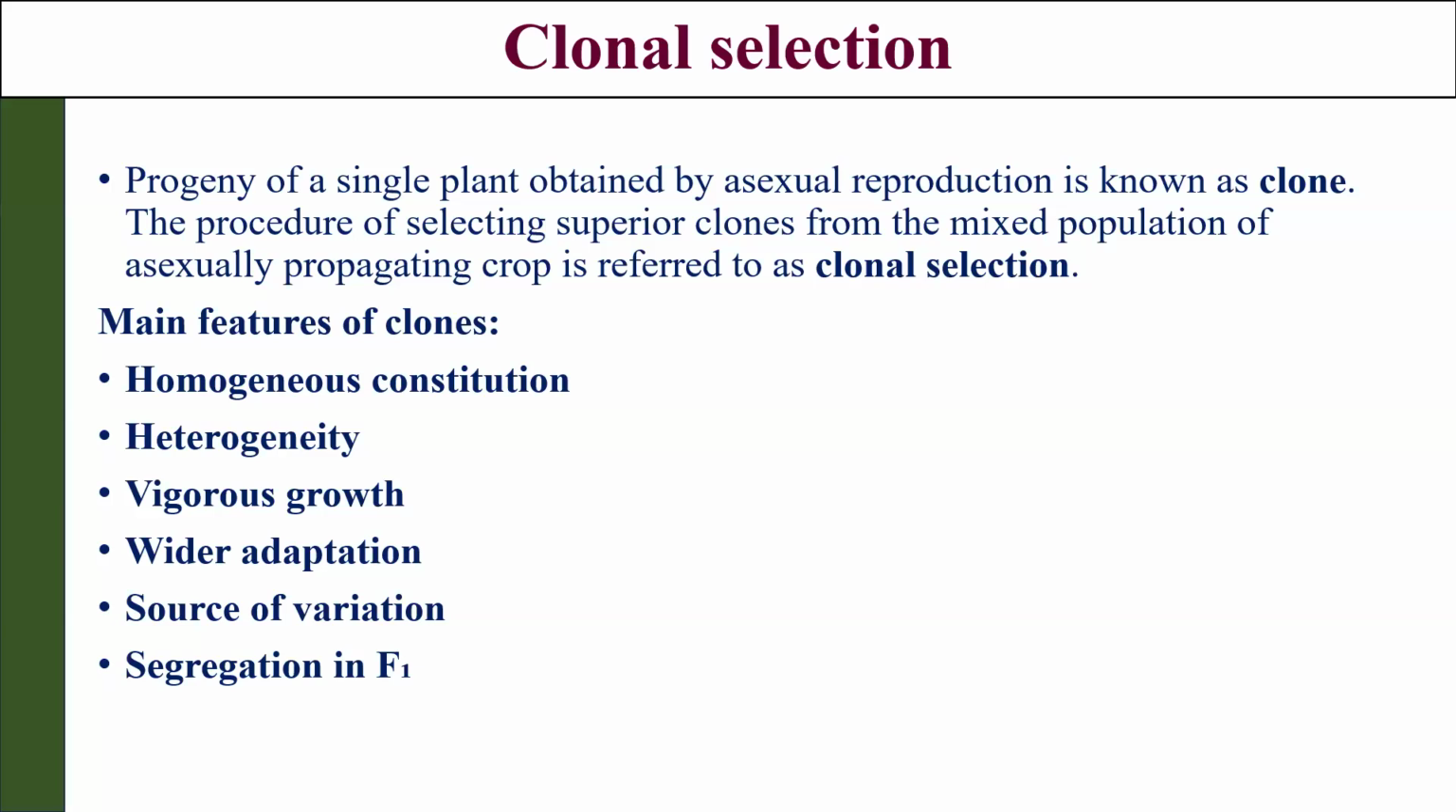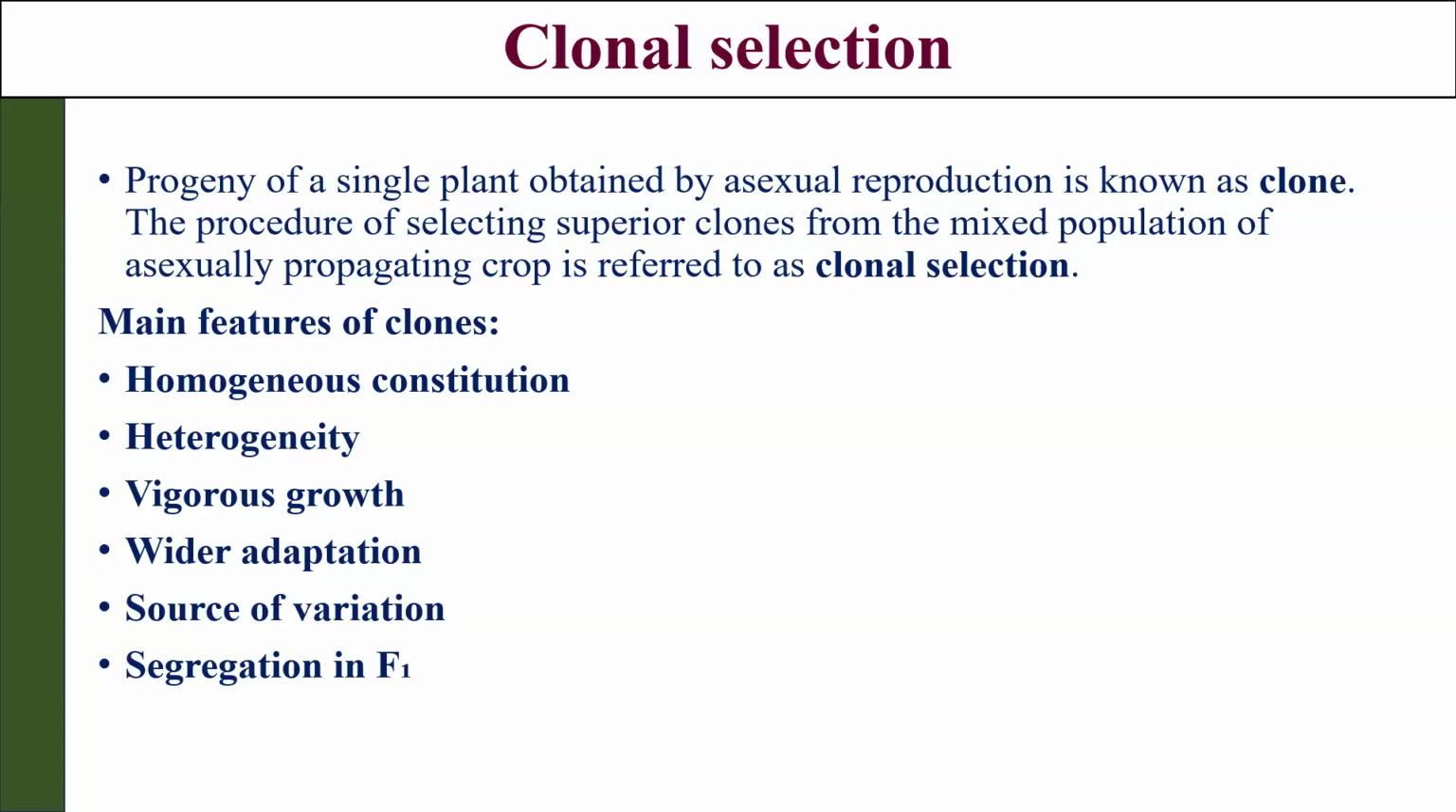It means you have a mixture of clones, some undesirable, some having desirable characters. You do a selection and isolate them, and by advancing them, developing a population out of that, you develop an improved line. This is called clonal breeding.